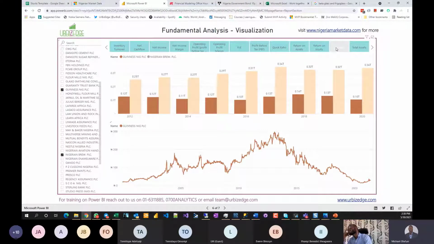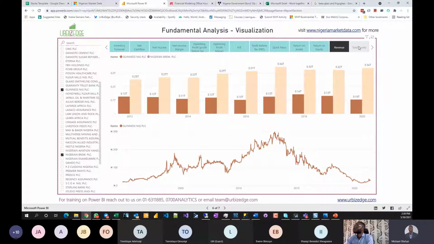So this is revenue. Once I click on revenue, it looks like this is bad for Nigerian Breweries. Nigerian Breweries' revenue is dropping. This is a very terrible thing. For your revenue to be dropping is a very, very bad signal. Whereas Guinness's revenue at least went up marginally.